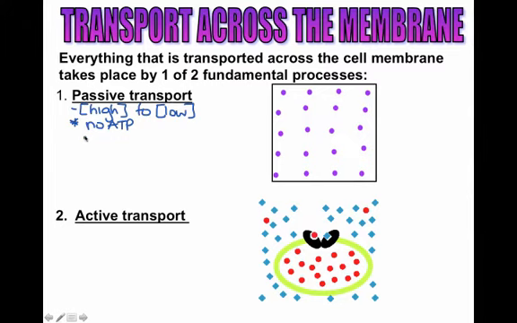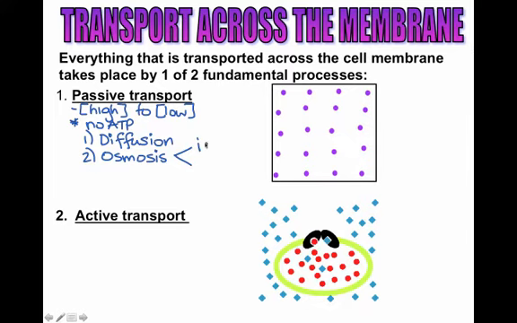Now we studied three types. The first type we talked about was diffusion, which is simply the movement of molecules from high to low with no energy being required. The second one we looked at was osmosis. Now in osmosis, we talked about tonicity. We talked about solutions that were isotonic. We also talked about solutions that were hypertonic. And the last one we talked about were solutions that were hypotonic.